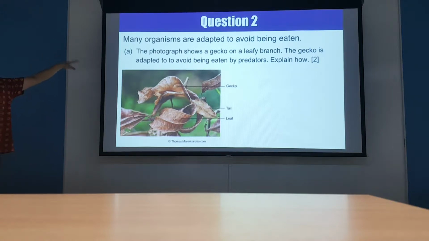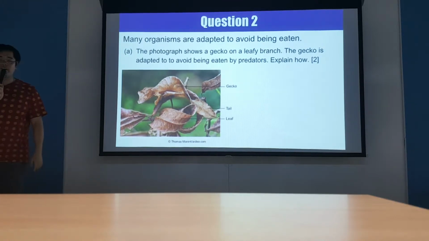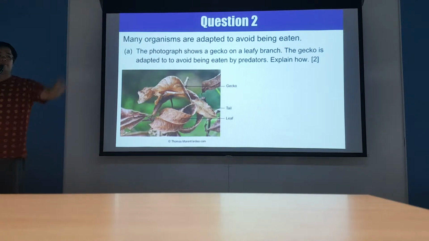Many organisms are adapted to avoid being eaten. That is the prelude or the preamble. What it likes to do is it tells you like a story, right? All sorts of stories. Now, then they come to part A. This photograph shows a gecko on a leafy branch, and it is adapted to avoid being eaten by predators. Explain how. What do you think? Hands up if you know the answer.